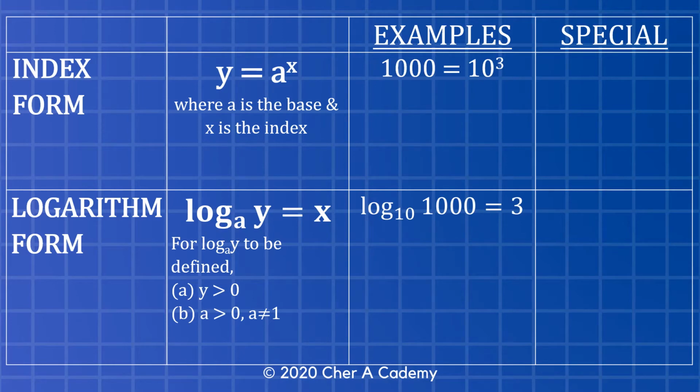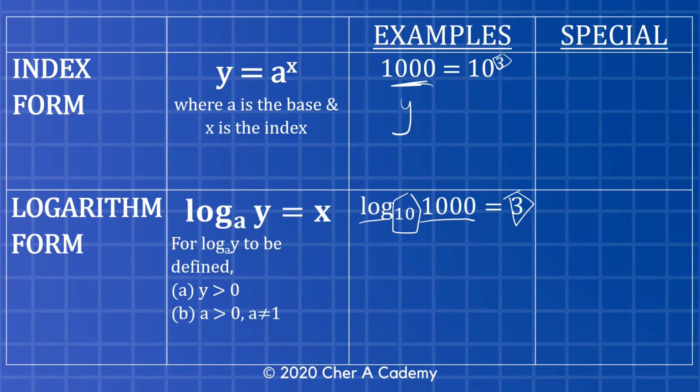So let's look at the example. In index form, we write 1000 equals 10 to the power of 3. So when we introduce log in, the rock becomes the base to the log. 1000 is my y here, and my kite, my index, is now outside.